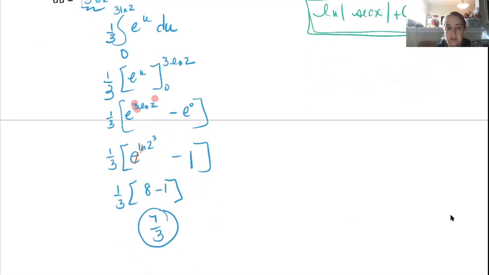So there you go, folks. Last part for these types of integrals. Good luck.